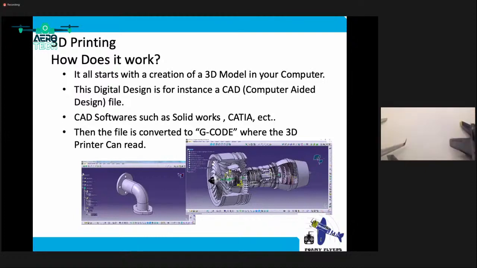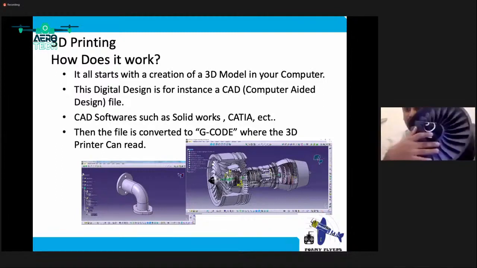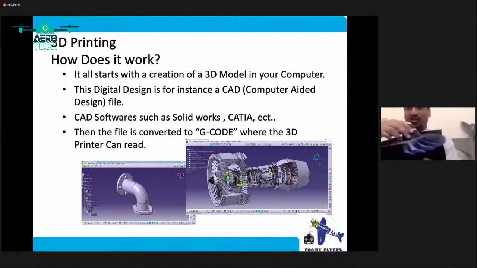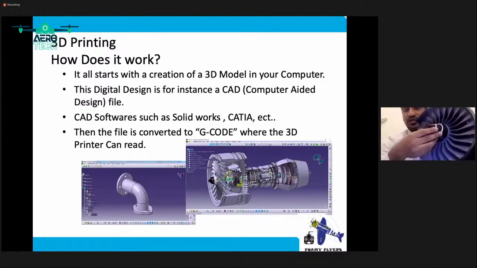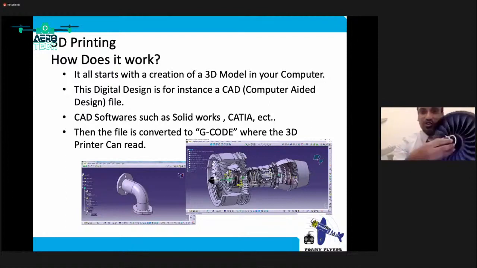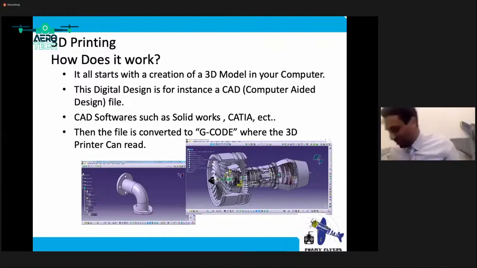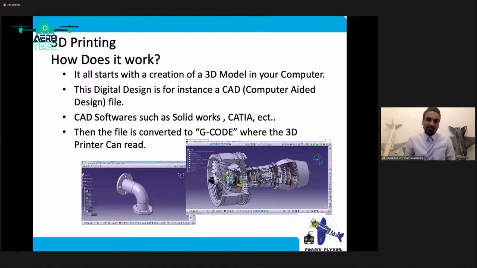And the high precision items, such as this one, this is an actual jet engine replica of a Trent. I believe it's a Trent 900 engine. So this has been 3D printed. It has not been finished yet. This takes a lot of time. That's one of the downsides of the 3D printing process. However, you can do a lot of things with it.